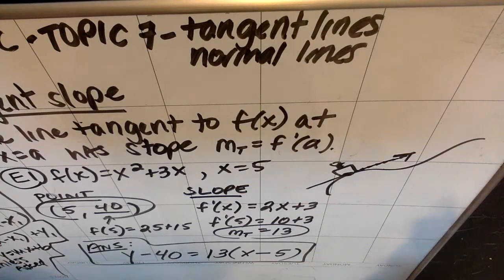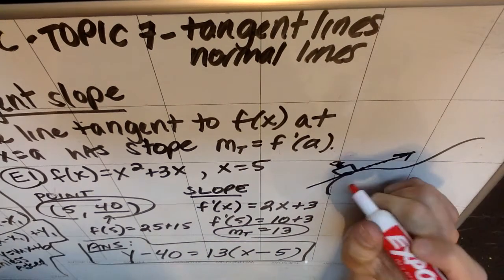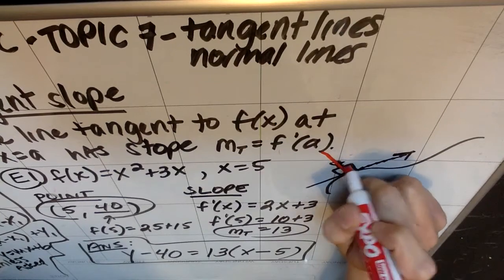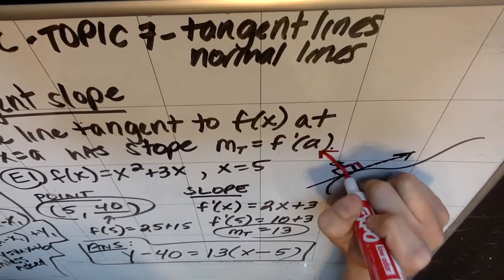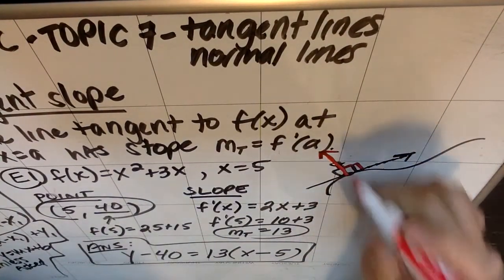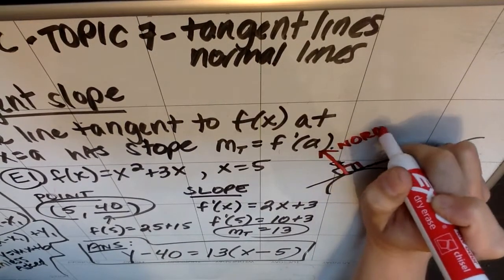The normal force on Earth is the thing that pushes you up so that you don't plummet through the ground when you're standing on the Earth. Gravity pushes you down, the normal force pushes you back up. The normal line is perpendicular to the tangent line, okay? It's perpendicular, so this red thing is called the normal line, okay?